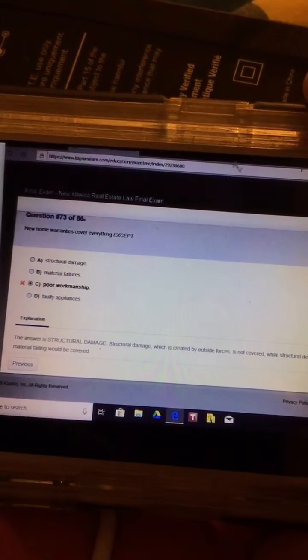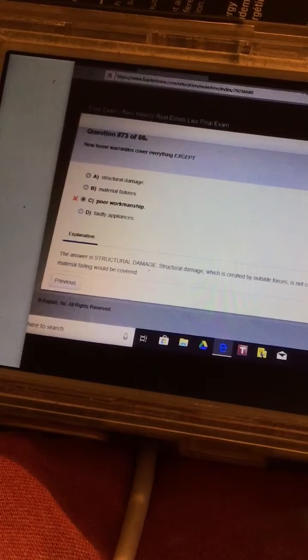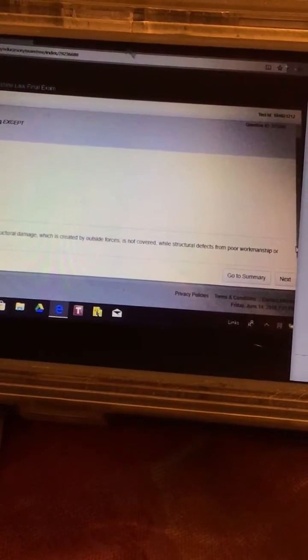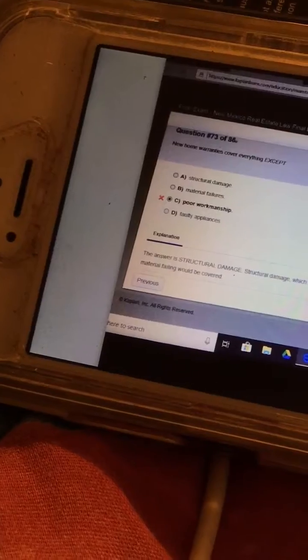New home warranties cover everything except A, structural damage, B, material failures, C, poor workmanship, or D, faulty appliances? The answer is A, structural damage. Structural damage, which is created by outside forces, is not covered, while structural defects from poor workmanship or material failing would be covered.